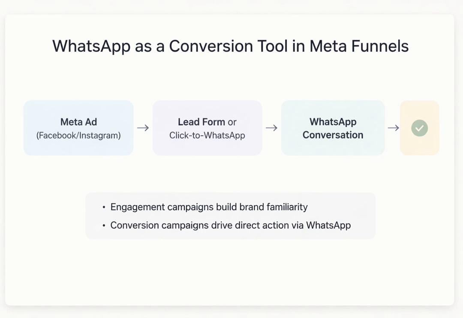The two campaign types to focus on are engagement campaigns, which build familiarity with your brand, and conversion campaigns, which drive that direct WhatsApp action.